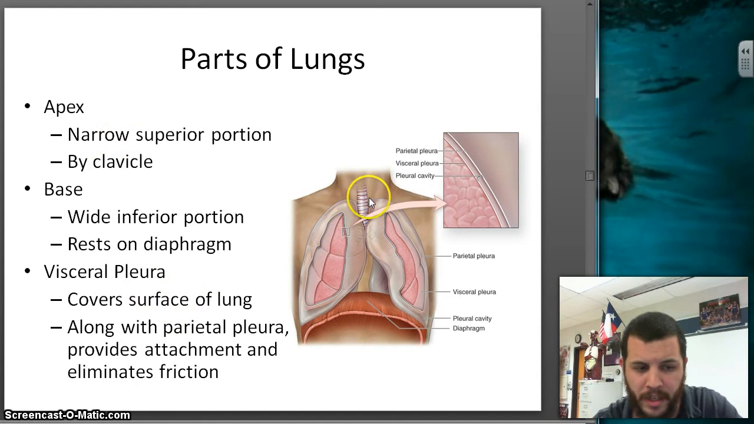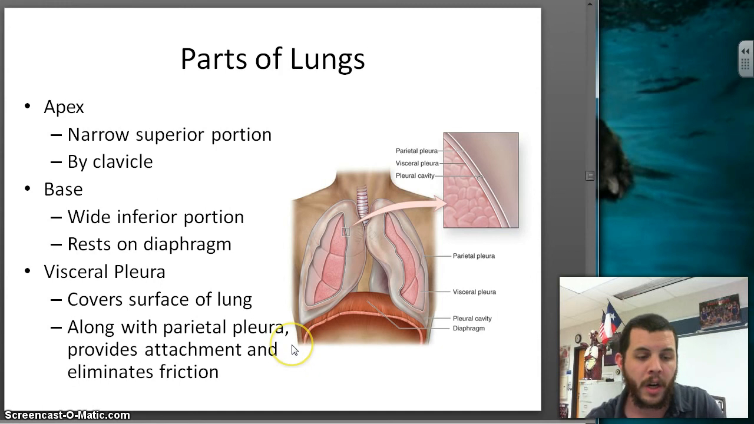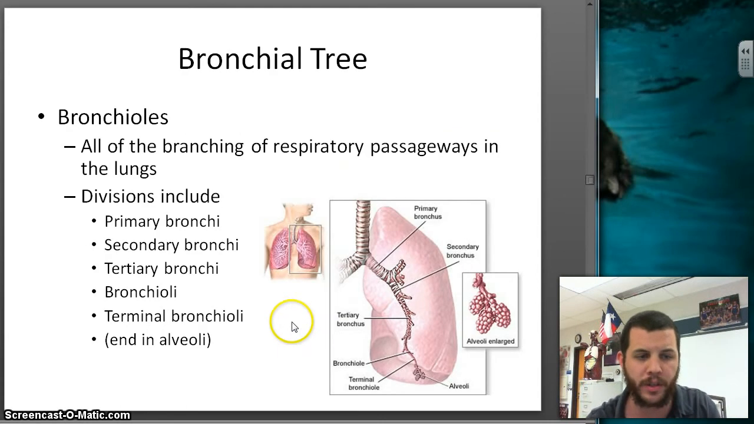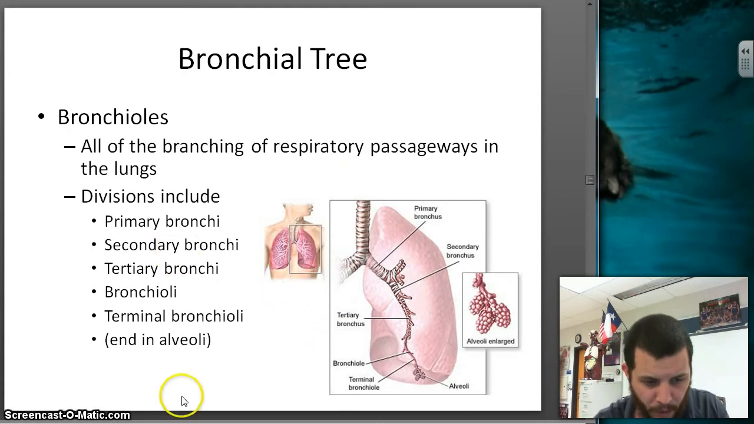As far as the parts of the lungs go, we've got the apex of the lungs, which is where the lungs come up into this point. We've got the base of the lungs, which sits on the diaphragm. And we've also got the visceral pleura, which covers the surface of the lung. Now the parietal pleura is a sac on the outside with serous fluid in between. That's going to reduce friction between that and other important organs. I'm going kind of fast because I'm running out of time here.